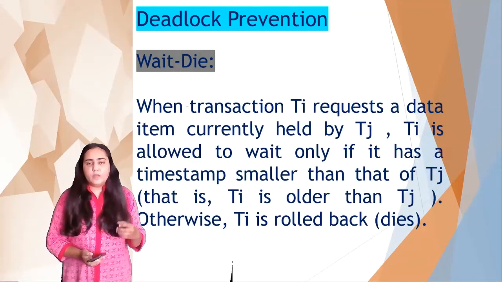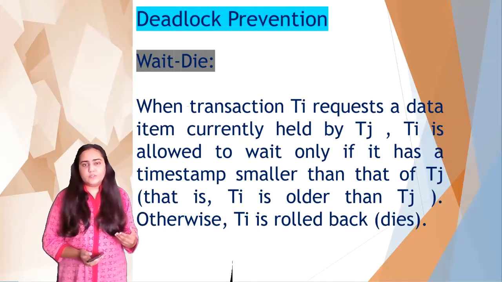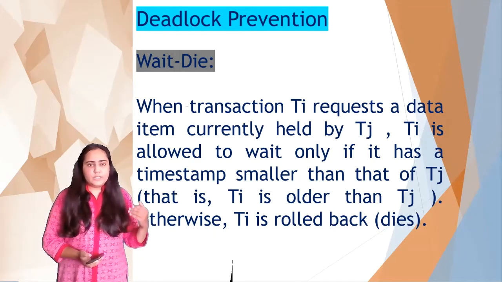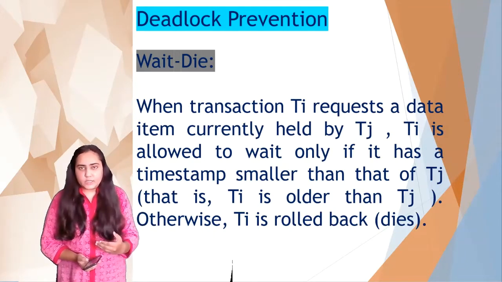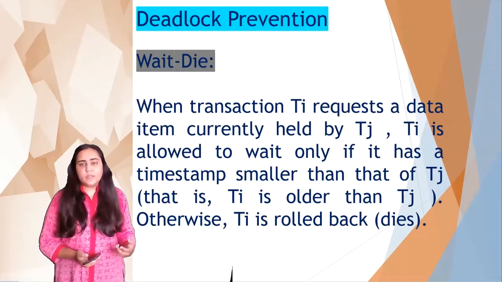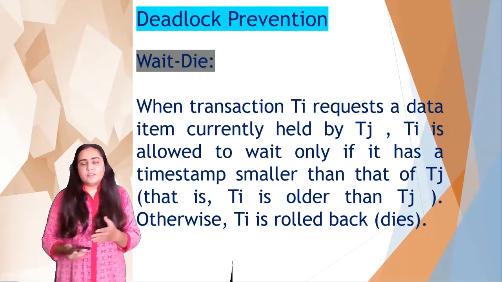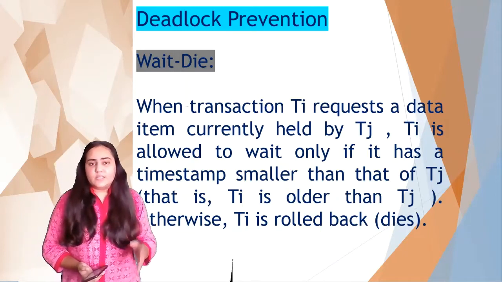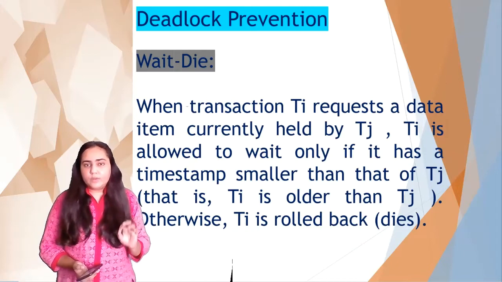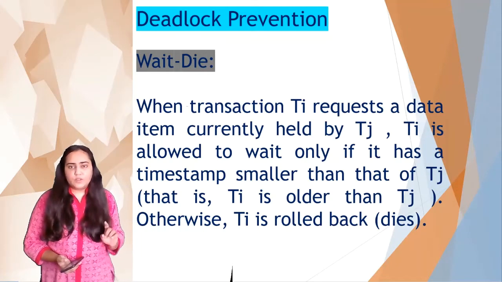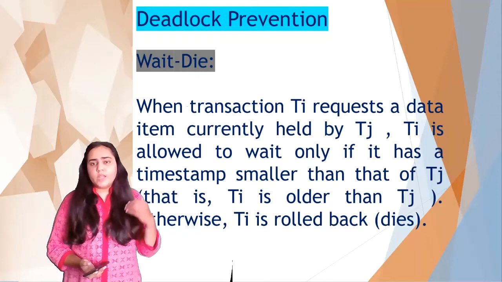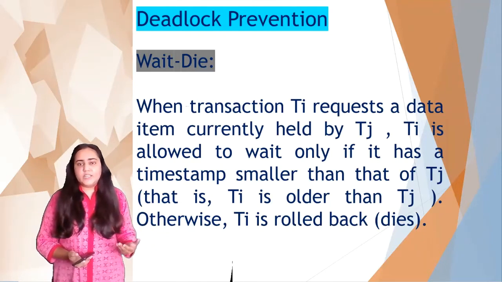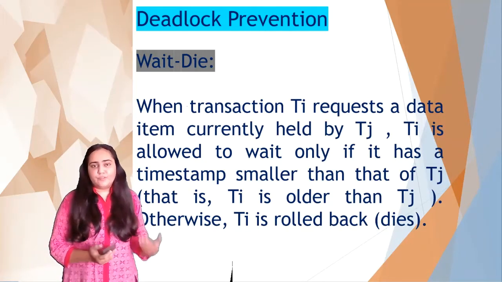First of all, when a transaction Ti requests a data item that is currently held by Tj, so Tj is the transaction that has locked a data item, and Ti requires that data item from Tj. What happens in this case? Ti will wait only if it has a timestamp smaller than Tj, which means that Ti is older than Tj, which means Ti came first.